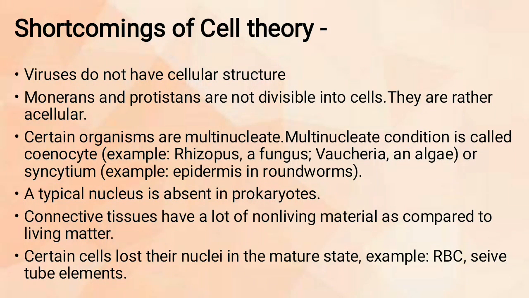There are several shortcomings of cell theory. Viruses do not have cellular structure. Monerans and protistans are not divisible into cells. They are rather acellular. Certain organisms are multinucleate. The multinucleate condition is called coenocyte or syncytium. A typical nucleus is absent in prokaryotes. Connective tissues have a lot of non-living material as compared to living matter. Certain cells lose their nuclei in the mature state, for example RBC and sieve tube elements.